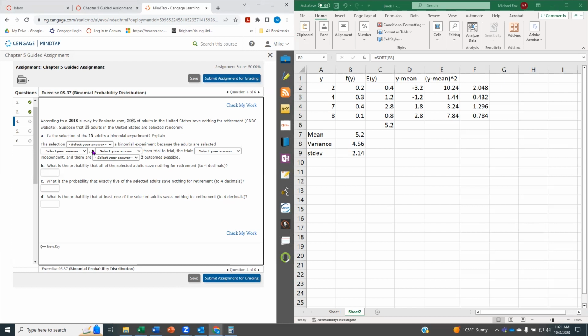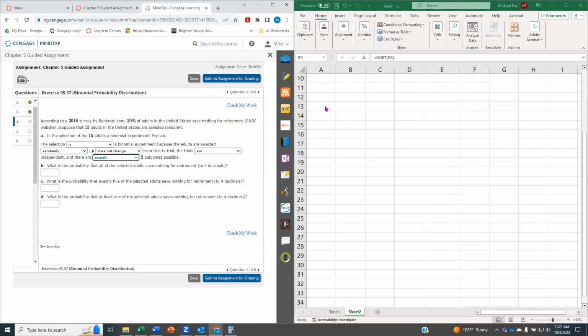Explain. So we'd say this selection is a binomial experiment because the adults are selected randomly. And p, or our probability, does not change from trial to trial. And the trials are independent of each other, meaning one trial doesn't affect the probability of the next trial. And there are exactly 2 outcomes possible. Either they do save or they don't save. So all of those things tell us by definition, this is a binomial probability distribution.